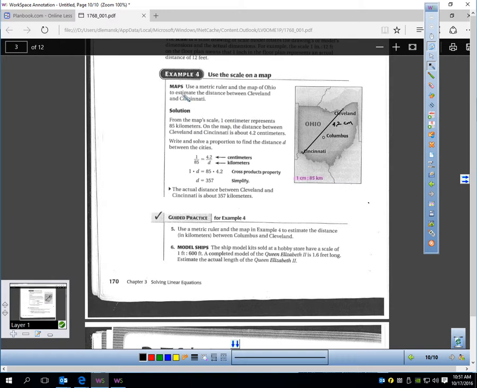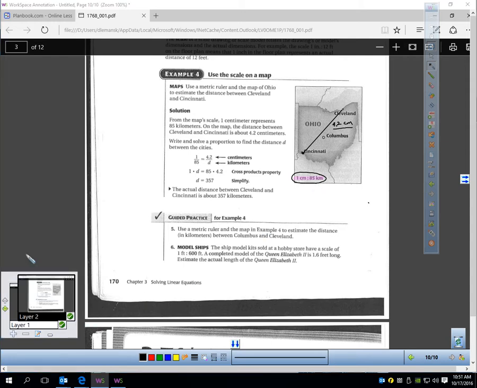Like here they say, use a metric ruler and a map of Ohio to estimate the distance between Cleveland and Cincinnati. So if you take your book right now and your ruler, if you measure from Cincinnati to Cleveland, you're going to see it's about 4.2 centimeters. Now look at the scale. According to the scale, 1 centimeter is about 85 kilometers.